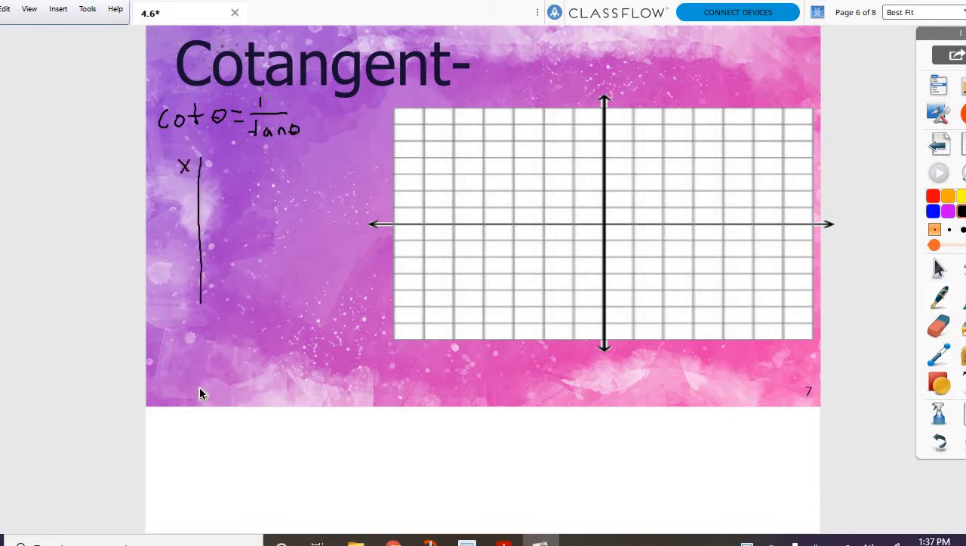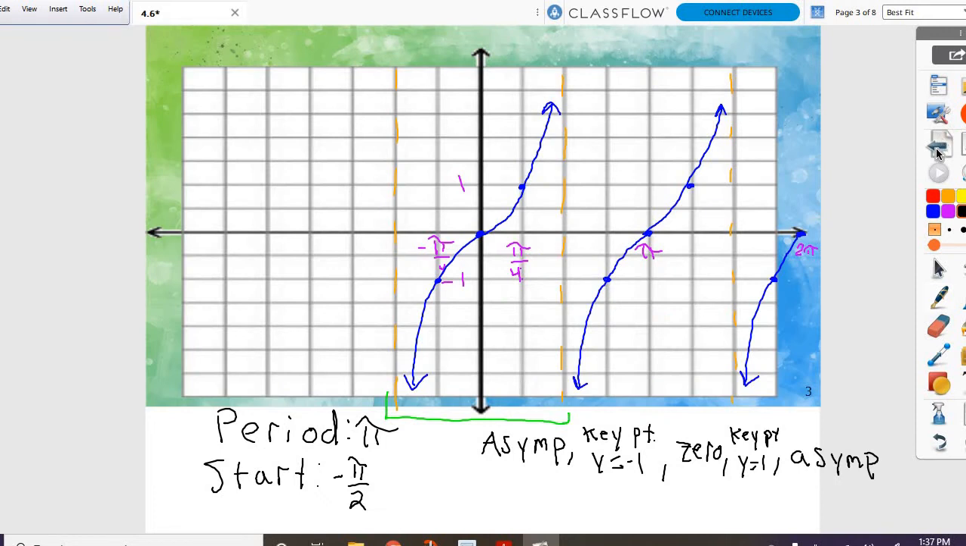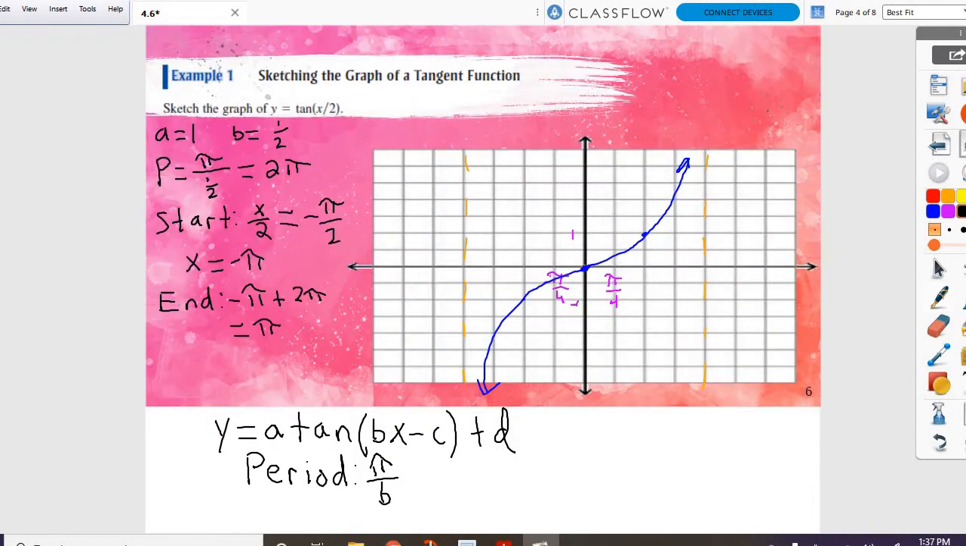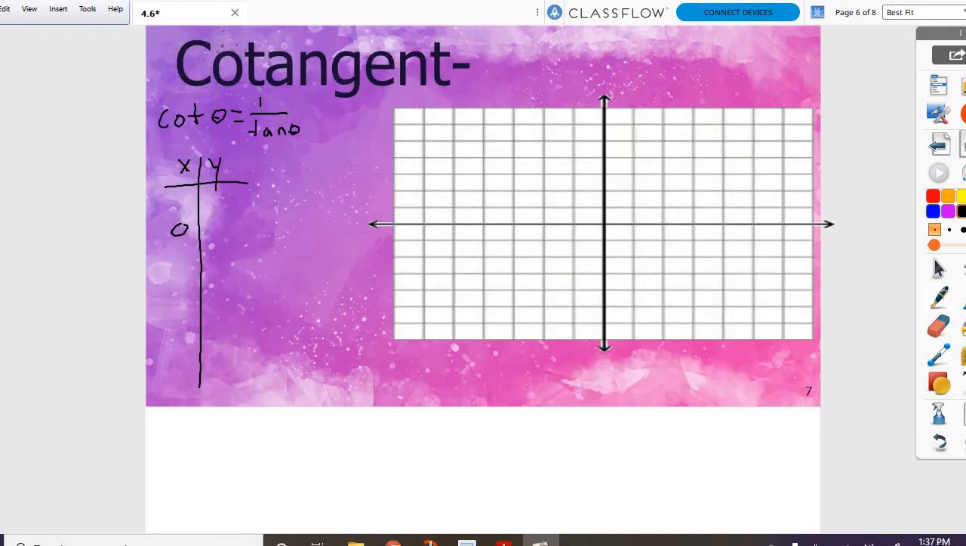So if I wanted to make a chart like we did with our tangent, we could do that very easily by just taking our outputs for our tangent and finding the reciprocal. So notice that if I started at 0, well, we know that tangent was 0 at 0 from our previous chart. So we would be taking 1 divided by 0. Well, 1 divided by 0 means that this is going to be undefined.